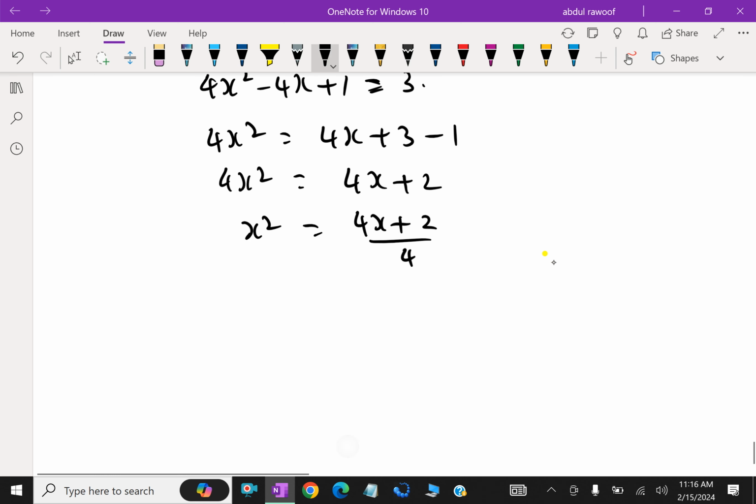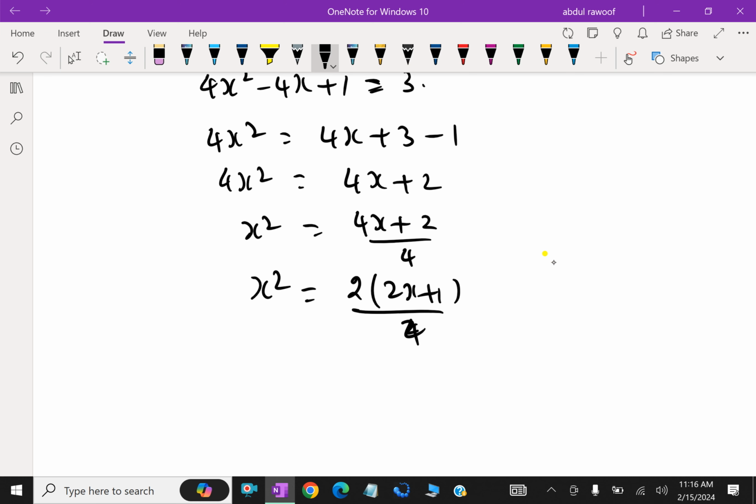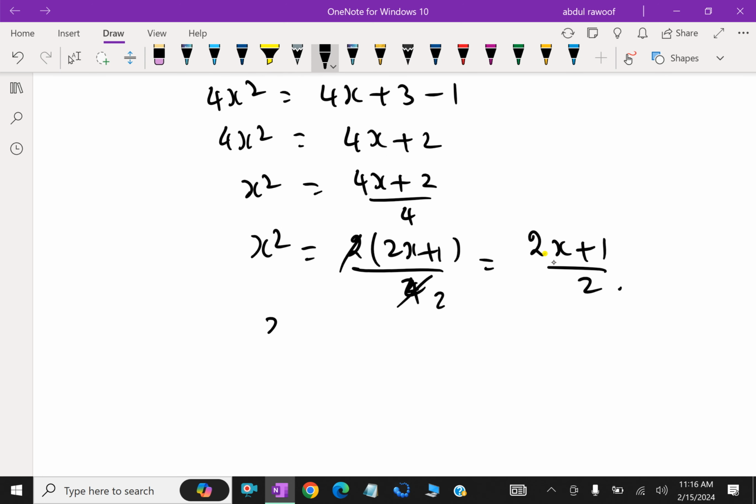Then further simplification, x squared equal 2 common, 2(2x plus 1) by 4, which is equal, cutting both, therefore (2x plus 1) by 2. We got x squared equal (2x plus 1) by 2. From this we'll find further powers.